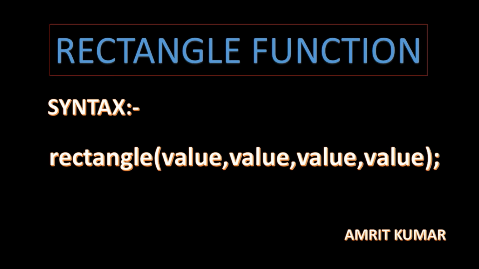So here is the rectangle function, and you can see here it is the syntax. Its syntax part is the rectangle. Rectangle is a predefined function under the graphics.h header file, and here you need to give the values. 4 values you need to specify here, because the rectangle sides are 4. Sides are 4. Therefore, you need to specify here the 4 values. Okay.